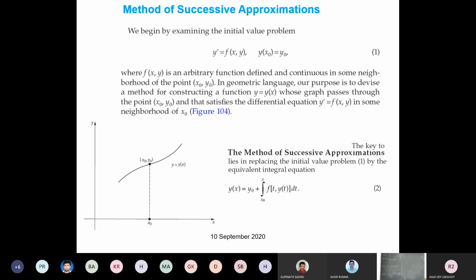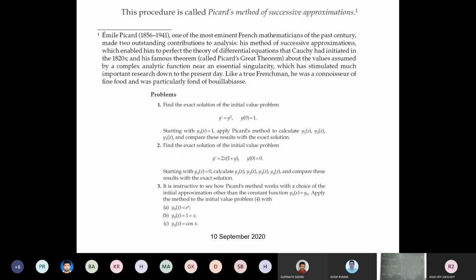Okay, so there are some notes on Picard, you don't need to worry about it. I would like to do one exercise, so exercise number 2. You have to find the exact solution of the initial value problem given by y prime equal to 2x(1 plus y), and the initial condition is y(0) equal to 0. And of course, they are saying that you have to start with y0(x) equal to 0.